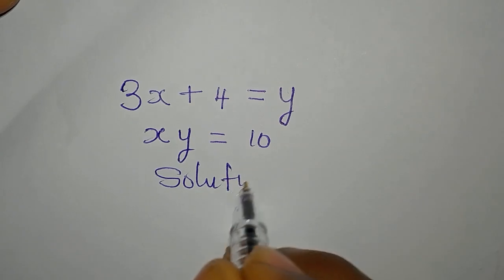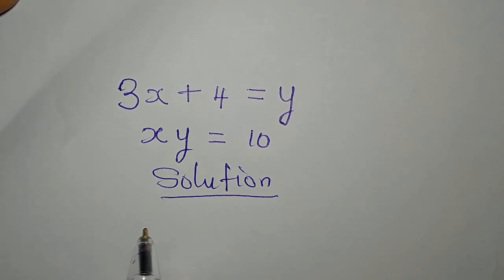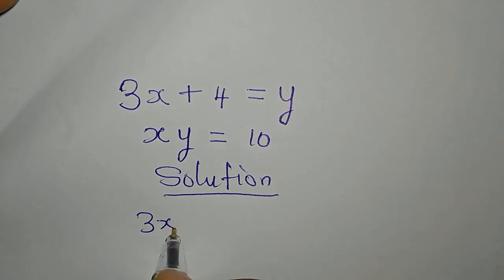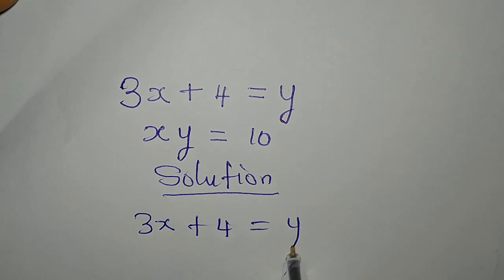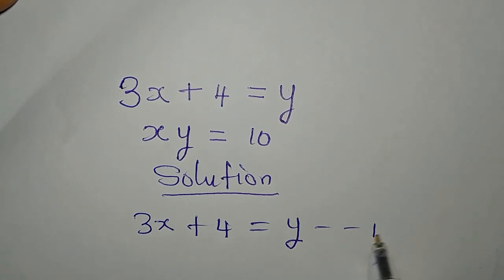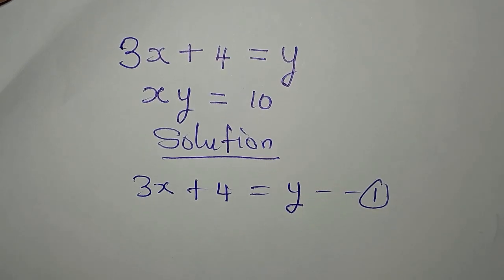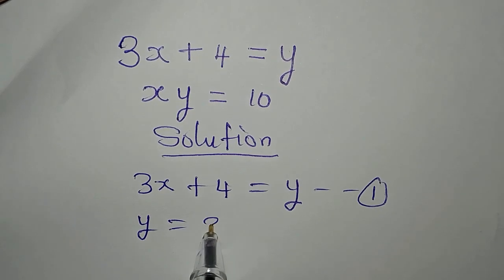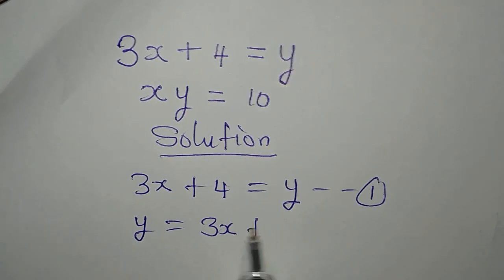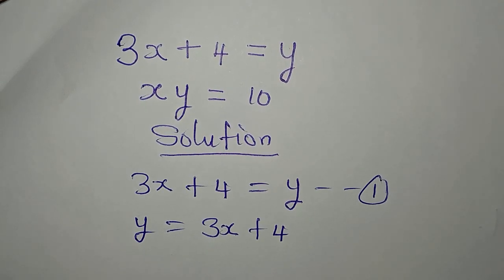Let's provide a solution to this problem. We have 3x plus 4 equals y. This is our equation 1, right? And mind you, this is the same thing as y equals 3x plus 4. Okay, still the same equation 1.